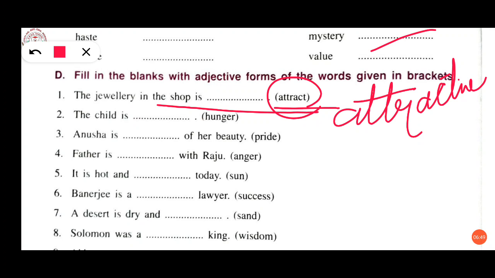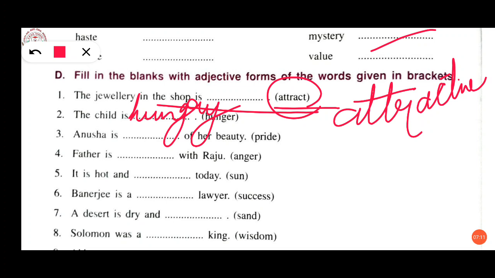So the jewelry in the shop is attractive. Second, the child is hunger, given. We can't write hunger as it is because we have to change this into an adjective. So the child is hungry. It's not hunger, it will become hungry.